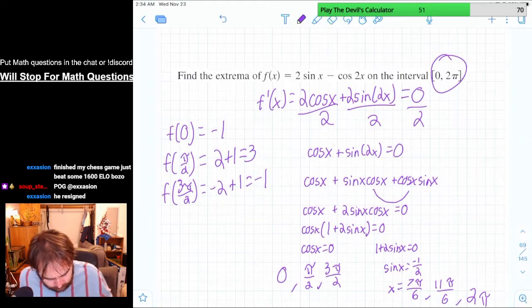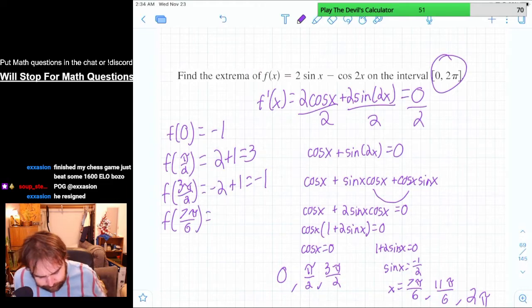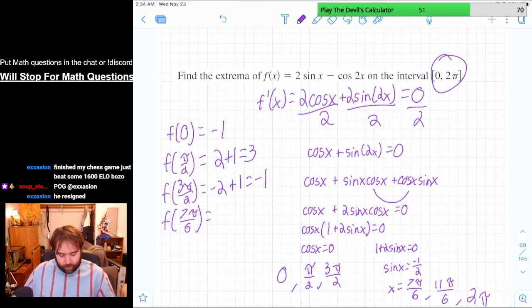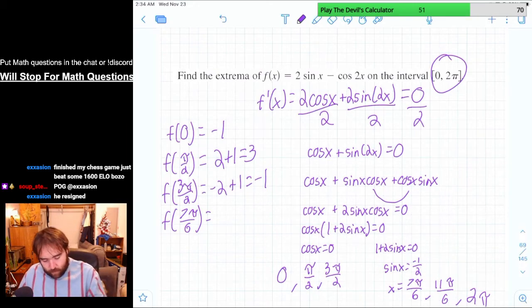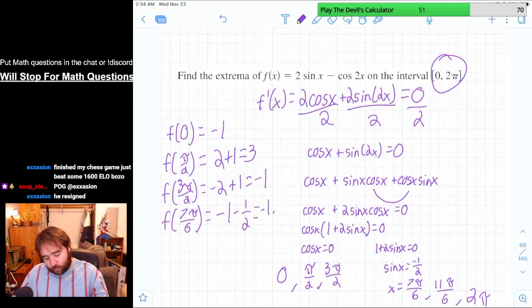Okay. So then 7 pi over 6. F of 7 pi over 6 is the sine of 7 pi over 6. Well, that's what we said, right? It was negative 1/2. So you multiply that by 2, that's negative 1. And then the cosine of 7 pi over 3, because the 2's cancel. So you take away a 6 pi. That's just the cosine of pi over 3, which is 1/2. So minus 1/2. Negative 1.5. That's the lowest we've got so far.